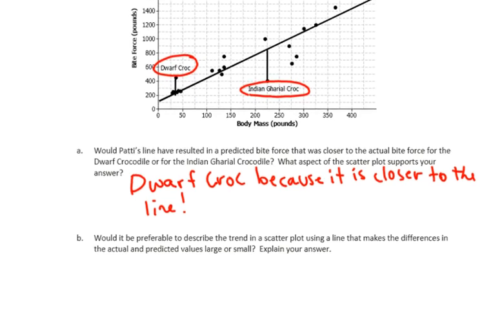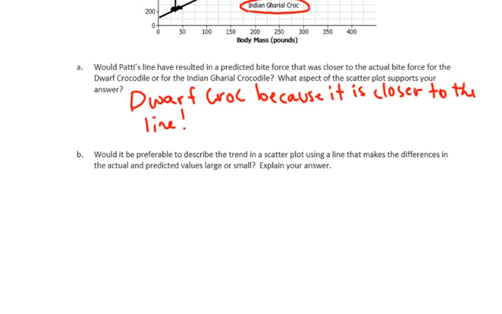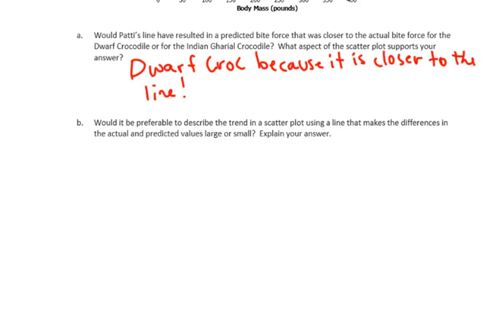Would it be preferable to describe a trend in a scatter plot using a line that makes the differences in the actual and predicted values large or small? We want the values to the line to be small because then it's closer to the line. So as small as possible. Closer the better. If we get on the line, that's even better because that means the line we draw is exact values.